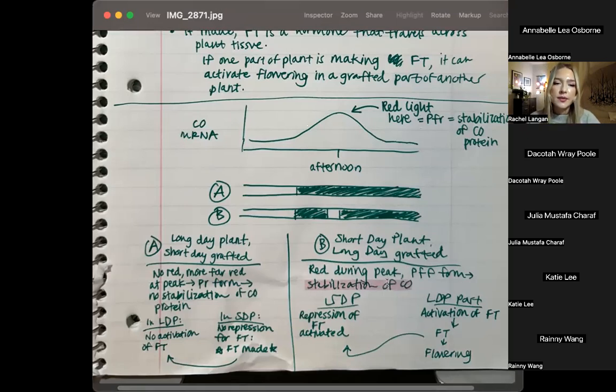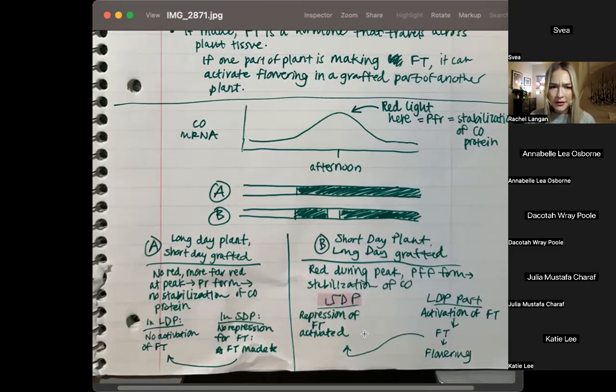So for stabilization of CO in the short day plant, that's going to mean we activated the repression of FT. If we have a stabilized CO in the long day plant, that's going to activate a transcription factor activator of FT. So we'll transcribe FT, we'll get flowering in the long day plant, and because FT is a hormone, it can travel over to the short day plant and cause flowering there too. So both experiments would result in flowering throughout all of the plant.